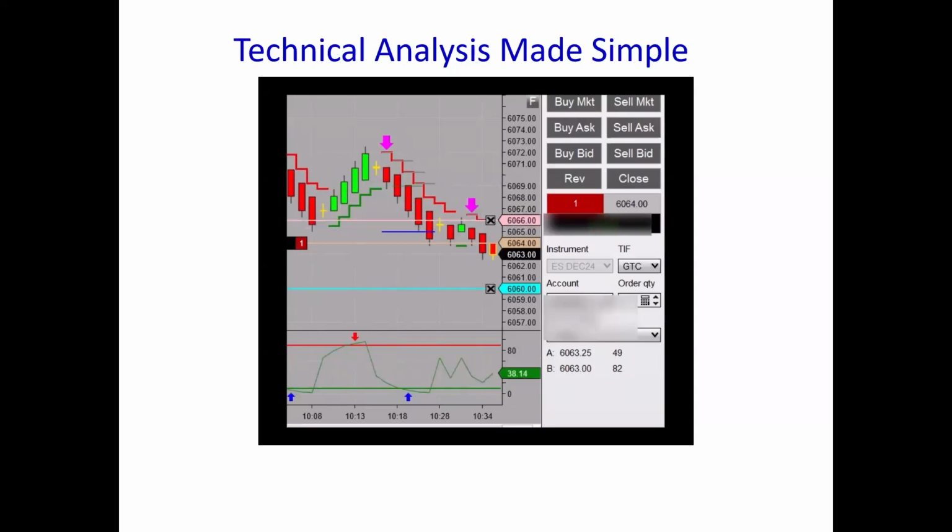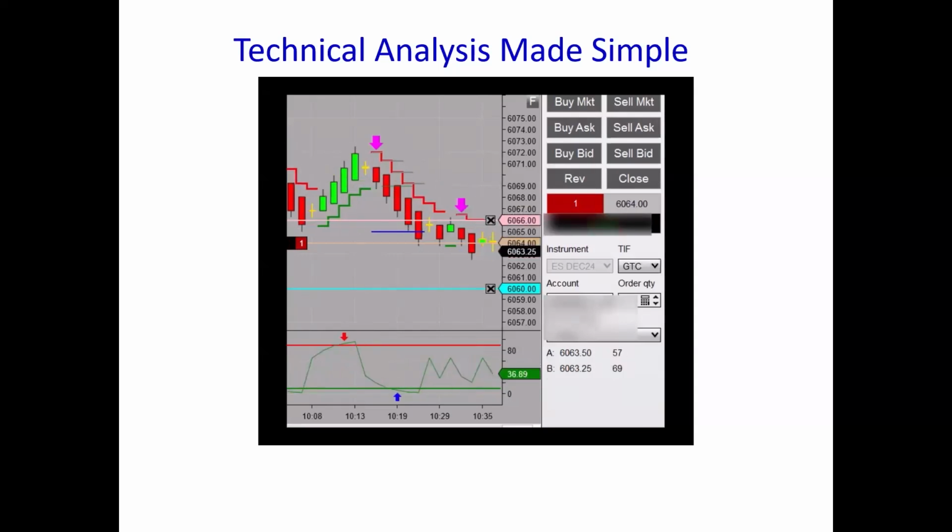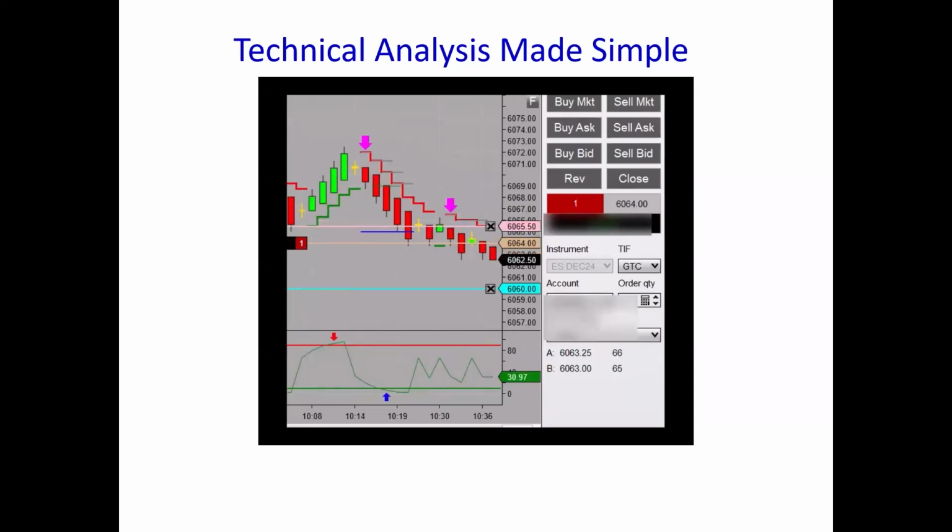Okay, here we had another sell signal, 4-point target, and a trailing stop attached to the indicator line. The indicator line is one of our NaviTrader indicators called the NaviPM.